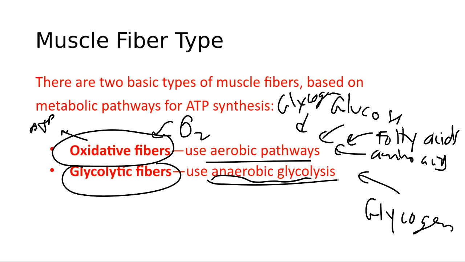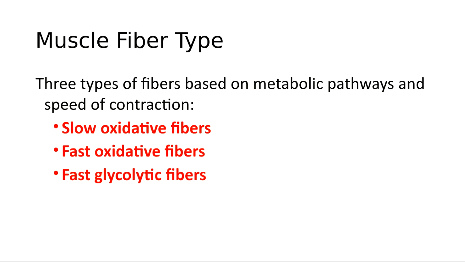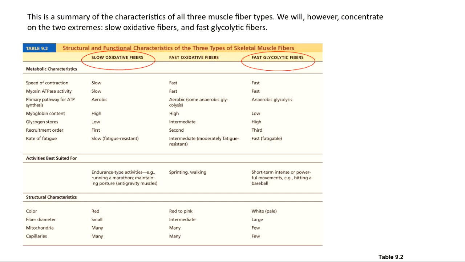So we have three types of muscle fibers that we find in skeletal muscle. The ones we call slow oxidative fibers, the ones that are called fast glycolytic fibers, and somewhere in the middle are the fast oxidative fibers. This table has the characteristics of all three fibers. We're going to concentrate on the two extremes, the slow oxidative fibers and fast glycolytic fibers. The ones in the middle kind of have characteristics of both.